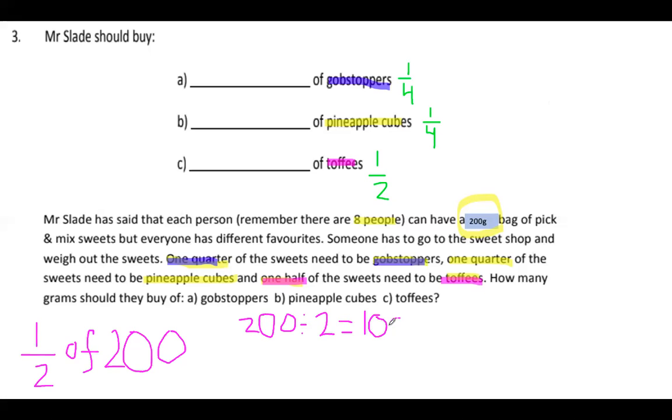And I can check that with inverse. 100 plus 100 is 200. So that's good. My whole divided by denominator, 100. Now I'm going to multiply that by my numerator, which is 1. So 100 times 1 is equal to 100. Ooh, it's not the best 100. So we know that he needs 100 grams of toffees.